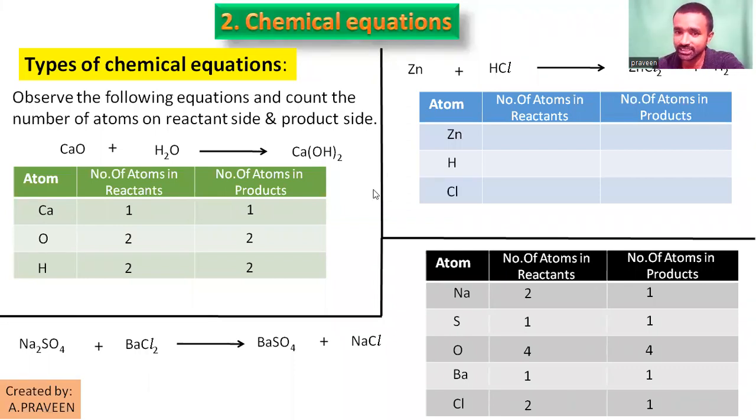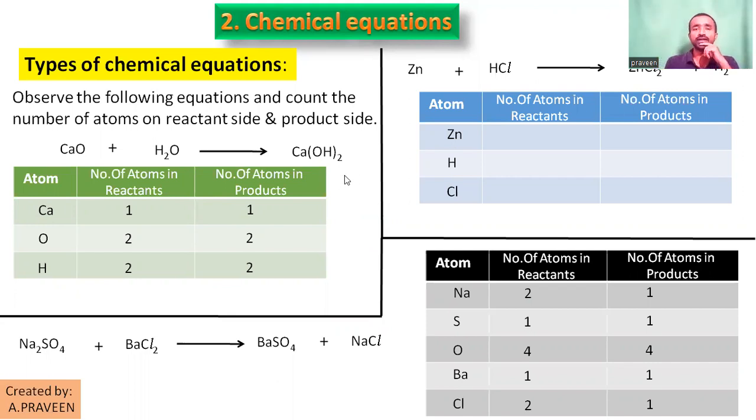Right? Zn, H, and Cl. No need to verify the atoms on the right side. Directly you will get that the right side has the same atoms repeated. No new elements are produced in any equation. Remember that. So only observing the individual atoms on the left side or the right side is enough.